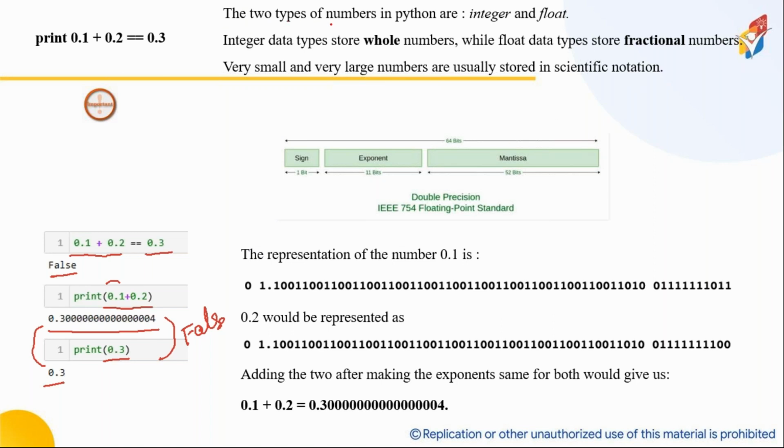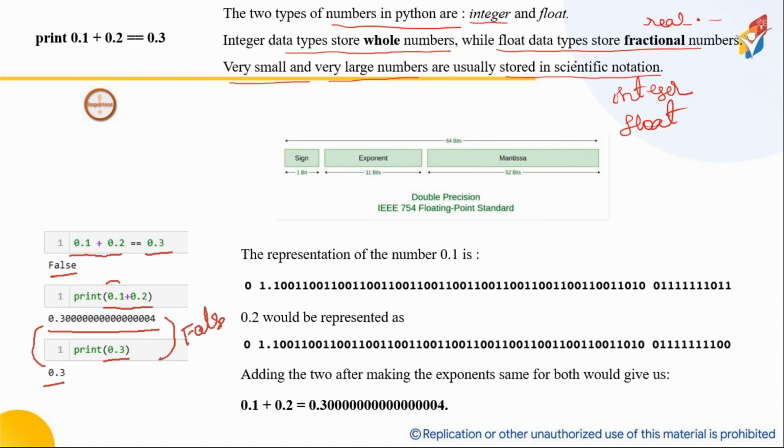Now, there are two kinds of numbers in Python. One is an integer number and the next one is a float number. Integer data types are stored as whole numbers, while float data types are stored as fractional numbers, also called real numbers. After some number we put a dot, then some digits. Very small or very large numbers are usually stored in scientific notation.